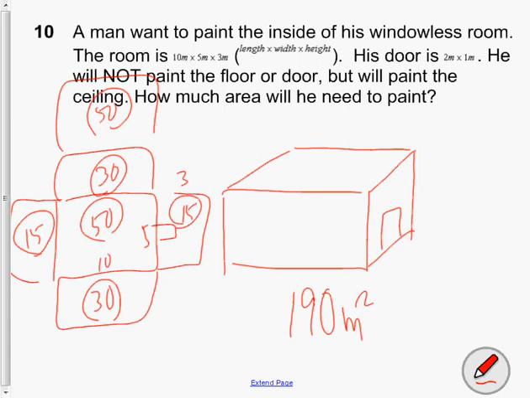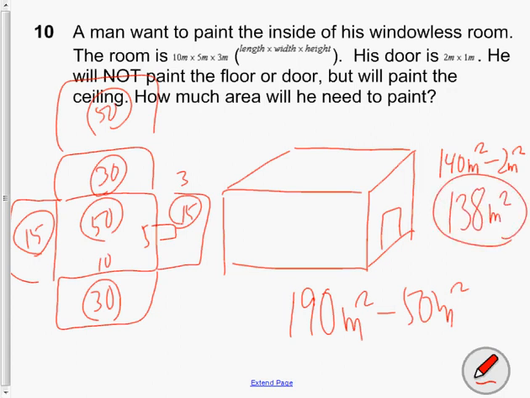Oh, he's not going to paint the ceiling, is he? He's not going to paint the floor. So I got to take away 50 meters squared because he's not painting that floor, which means he's going to paint 140 meters squared less the door, which is 2 meters squared, which means the total paintable surface area is 138 meters squared. To put this a different way, that's not going to be painted because that's the floor. So 50 plus 30 plus 30 plus 30 is still 140, less the door, still makes it 138 meters squared of paintable surface area.